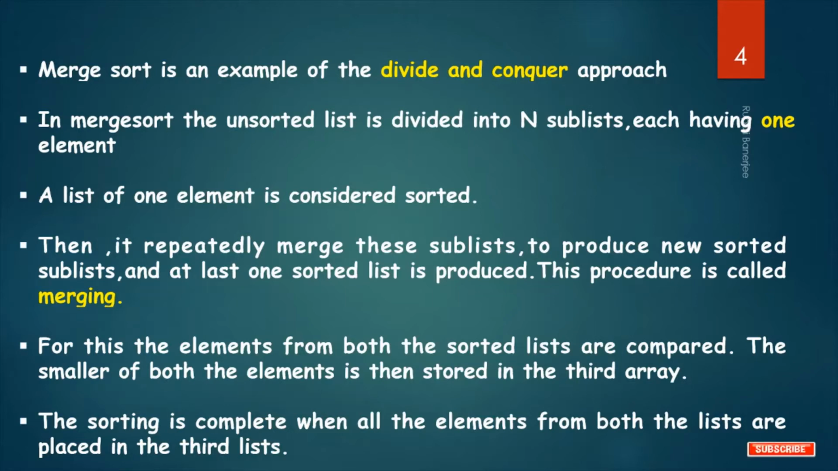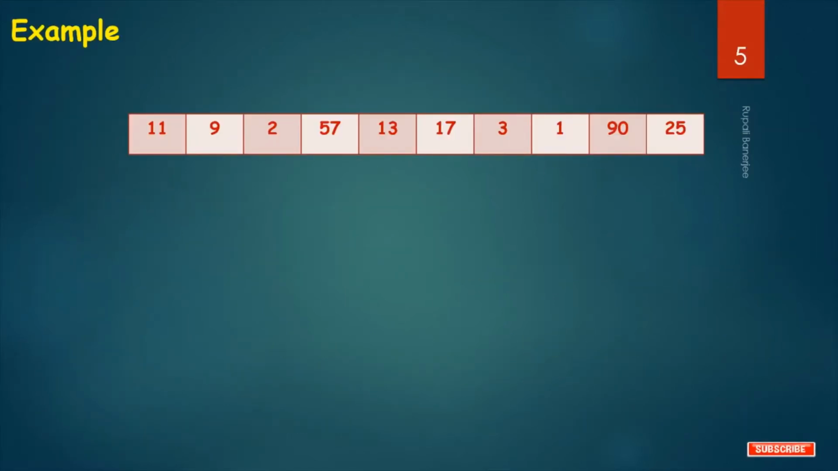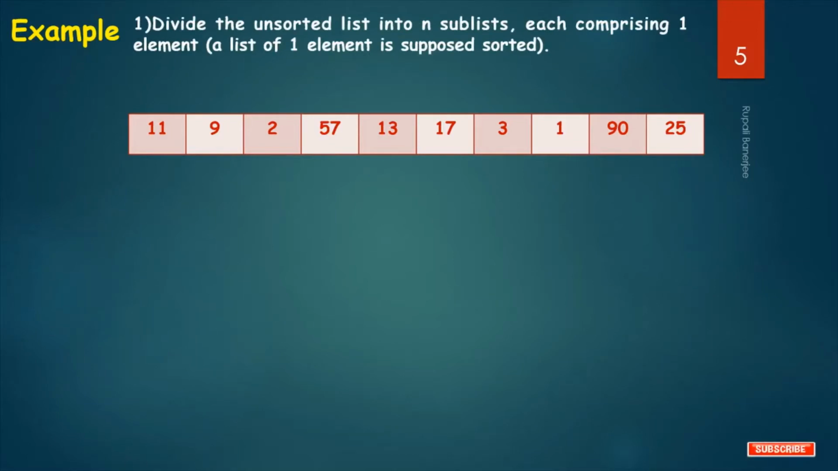So I will take an example, then it will be more clear for you. Take one example. This is our array of n elements. This is unsorted. First, what you have to do? Divide the unsorted list into n sublists. If there are n elements, then you have to make n sublists, each comprising one element. In each sublist, there is one element. Because when there is one element, we consider that array a sorted array. So first divide it.